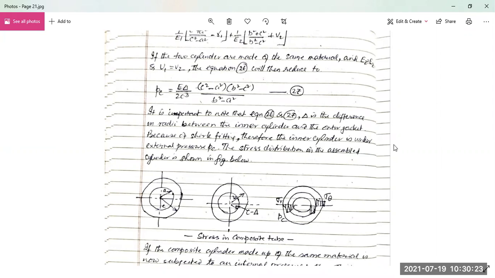Therefore, the inner cylinder is under external pressure PC. The stress distribution of the assembled cylinder is given here. Here PC is the stress, maximum in the outer here and minimum here, distributed both sides here and both sides here, maximum at the junction, but it is reduced to a certain extent towards the circumference itself.